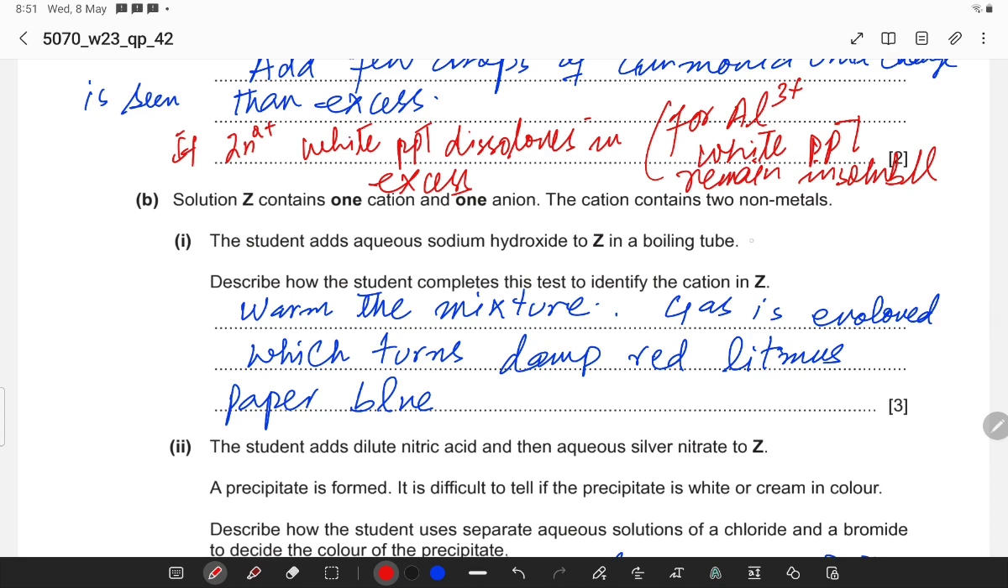Solution G contains one cation and one anion. The cation contains two nonmetals. The student adds aqueous sodium hydroxide to G and warms it. Describe how the student completes this test to identify the cation in G. Warm the mixture, gas is evolved, which turns damp red litmus paper blue.